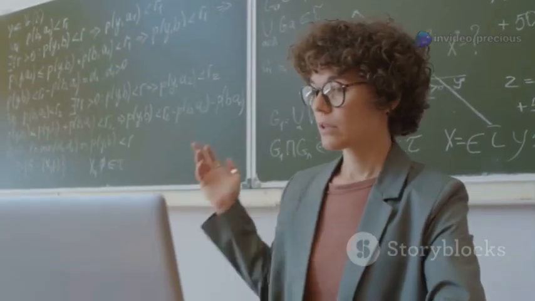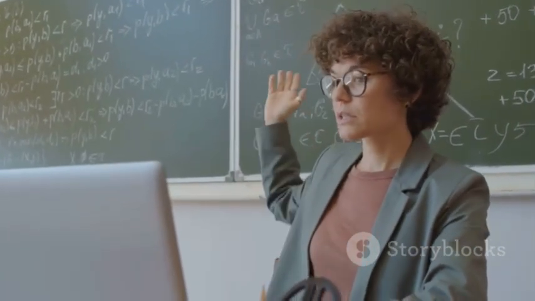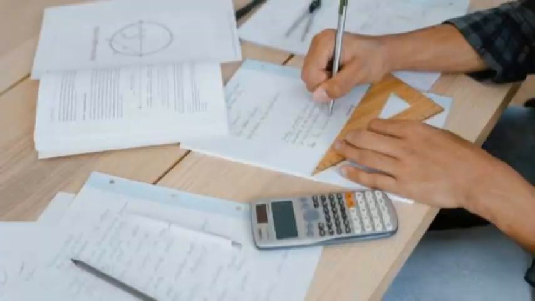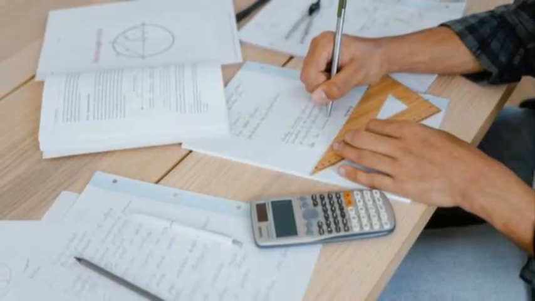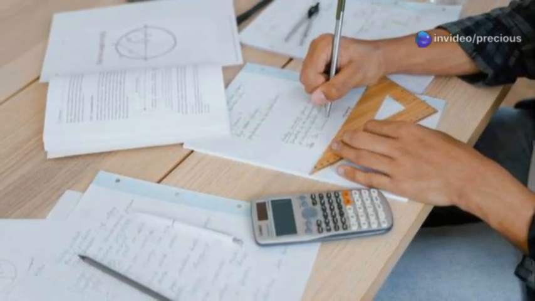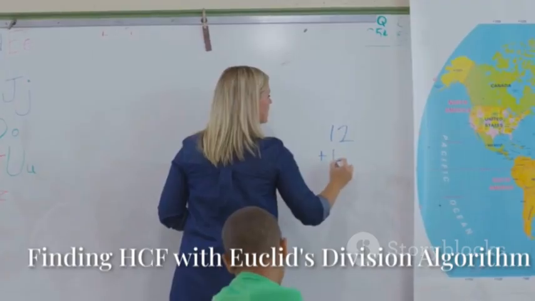This algorithm is remarkably efficient, especially for large numbers, much faster than trying to list all factors of both numbers and then finding the largest common one. It's a beautiful example of how a simple lemma can lead to a powerful computational tool, used even today in various forms in computer science and cryptography.